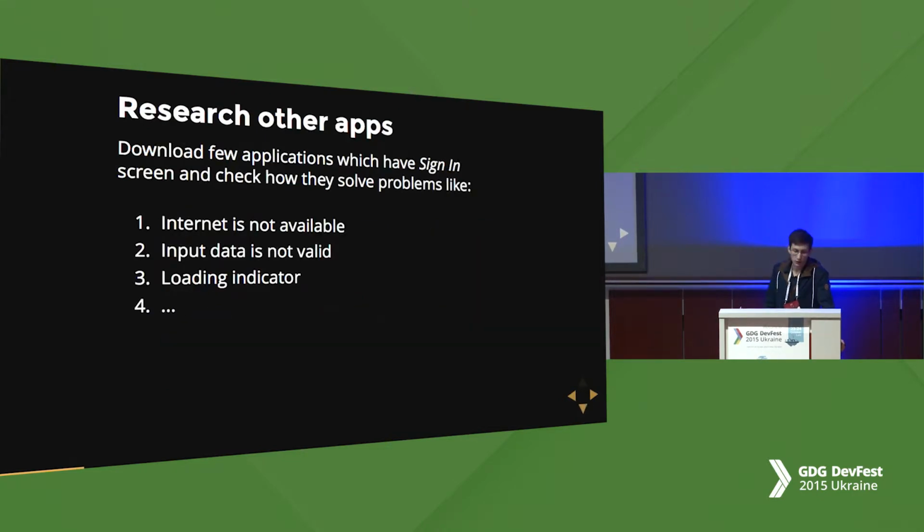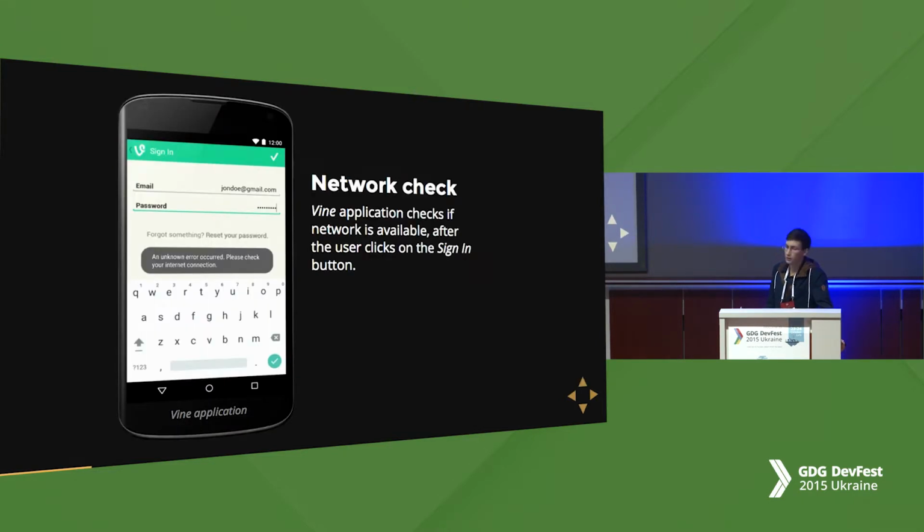Next step is researching other apps. So here you need to download a few applications which have a sign-in screen and check how they solve problems like internet is not available, input data is not valid, loading indicator, and others. Let's actually research some of those applications. For example, the Wine application checks if the network is available after the user clicks on the sign in button.